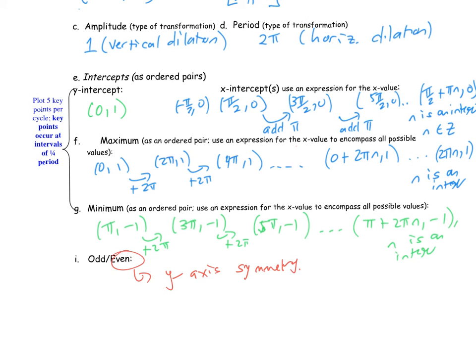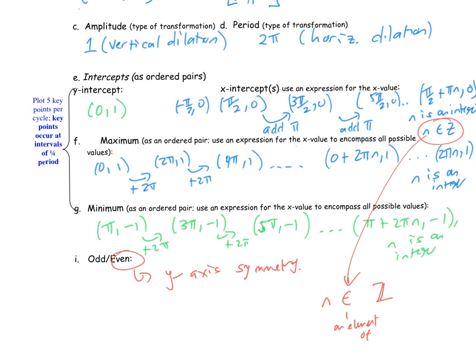I want to explain this a little bit more. So when I say n, this symbol is epsilon. That means an element of. And Z, it's actually a Z with a double back. So more like this. That means the set of all integers.